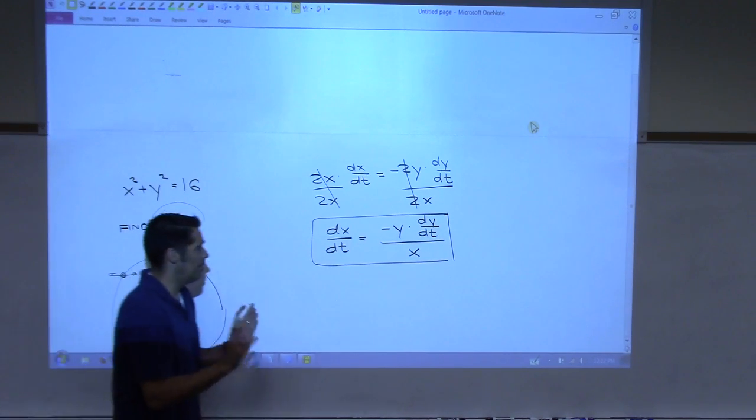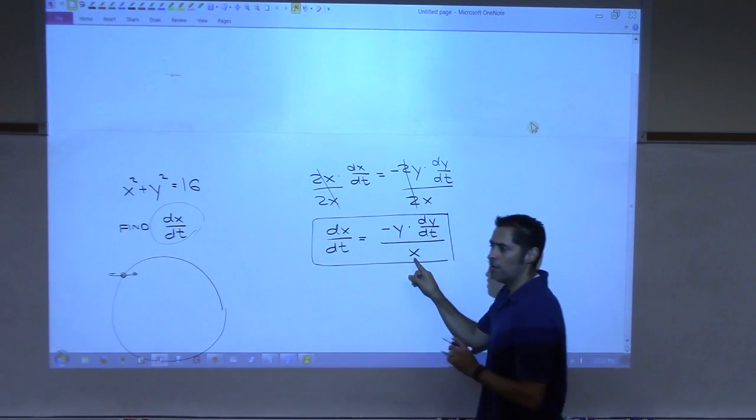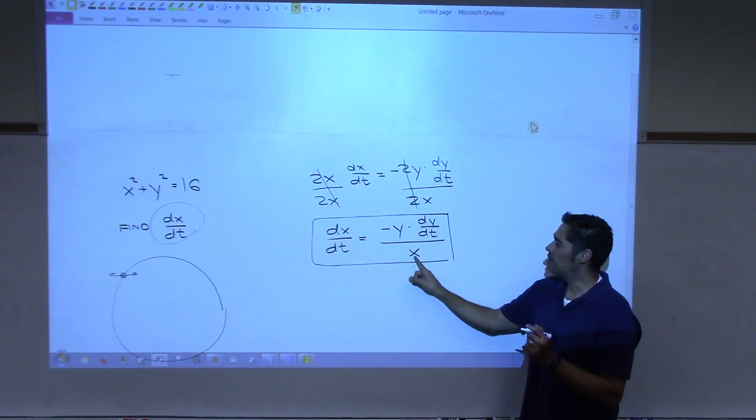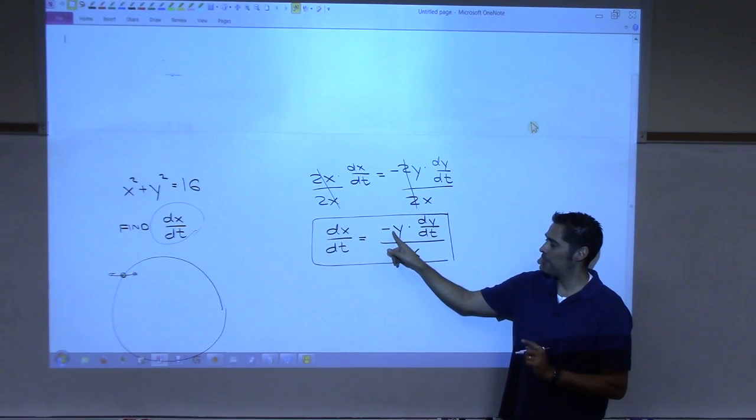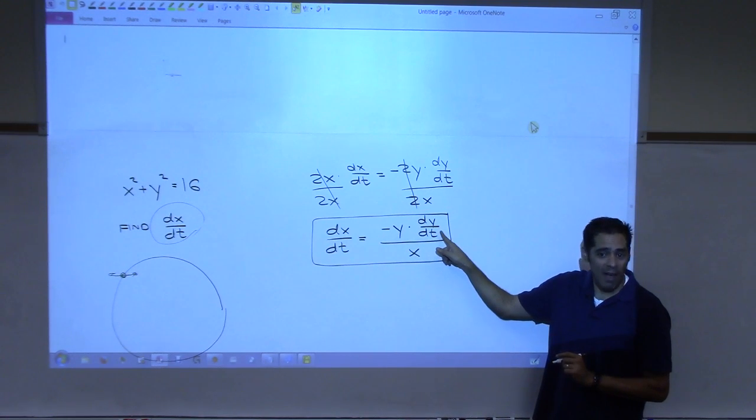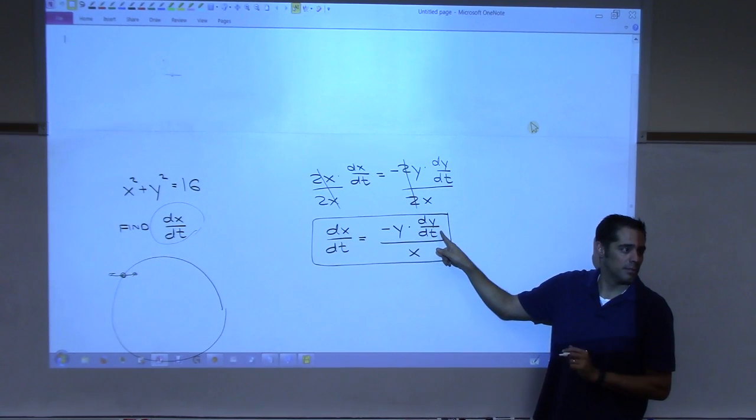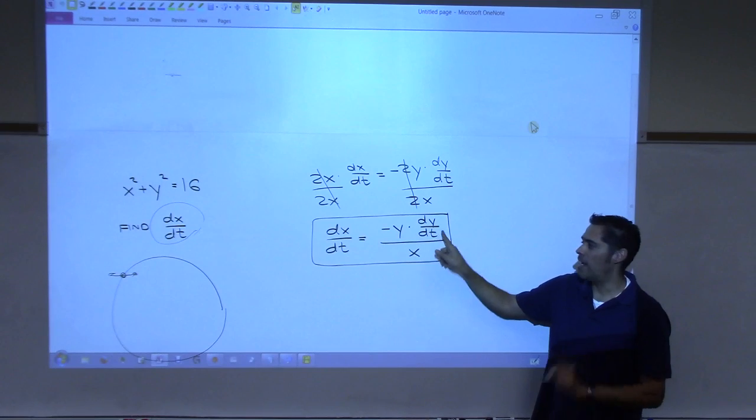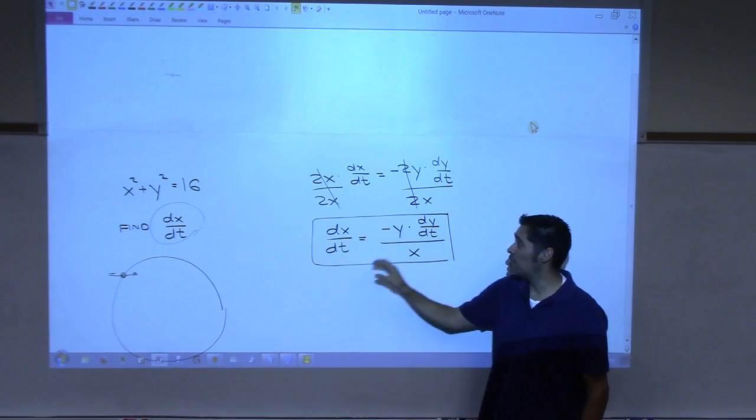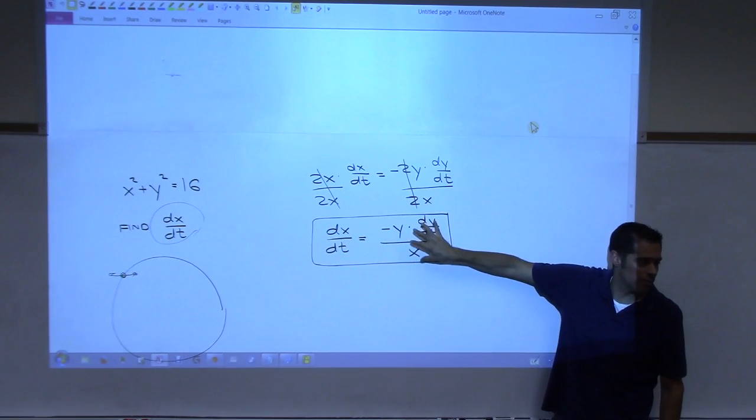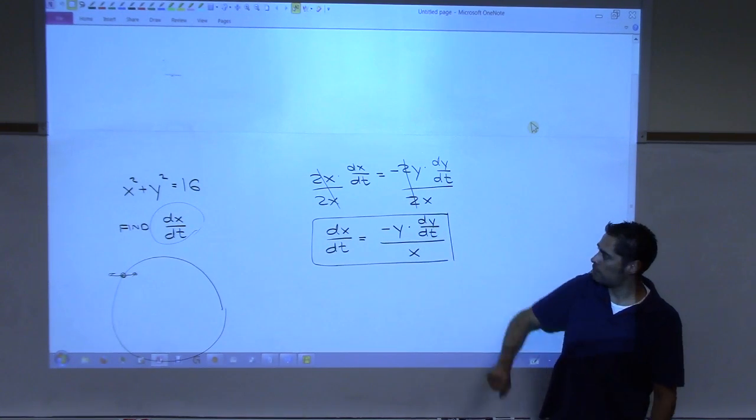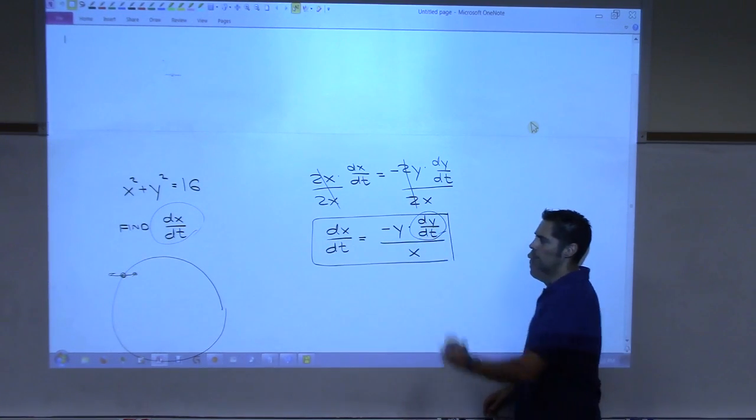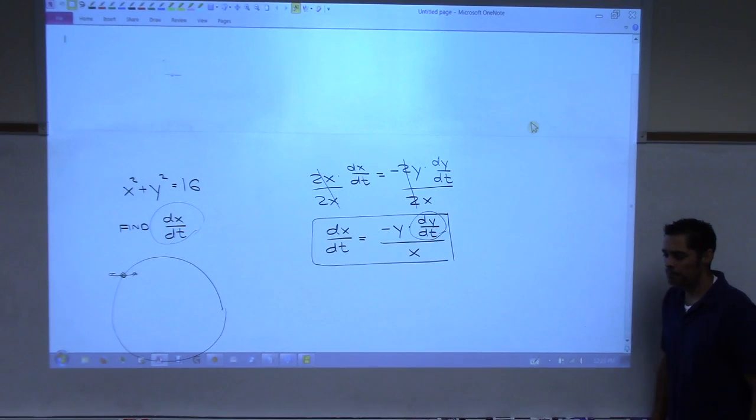need to know a couple of things. I need to know the x-coordinate of where you are. I need to know the y-coordinate of where you are. And I also need to know what? How fast the y was changing when you were there. If you can tell me that, then I can tell you how fast the x was changing. So there's even more information that would be required for me to answer the question. Understand? This thing right here is something we would need to know.